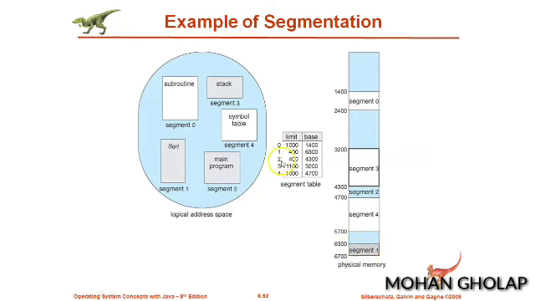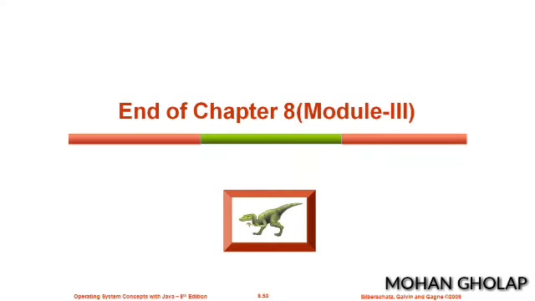In the same way, segment 2 is occupied starting from 4300 to the next 400, that is 4300 to 4700. Segment 3 is at the memory location starting from 3200 to the next 1100, that is 3200 to 4300. Similarly, segment 4 starts at 4700 to the next 1000, that is 4700 to 5700. In this way segmentation can be used to implement this particular addressing scheme.